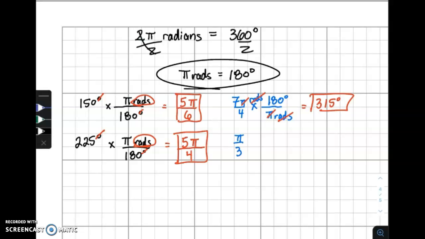So let's do the same thing for pi over 3. There's no units, so these must be radians, which means I'm going to put radians on the bottom to cancel the radians. And I'm going to put degrees on top to keep degrees. Radians cancel, pi's cancel. So I'm left with just 180 degrees divided by 3, which is 60 degrees. And so that is how you're going to convert.